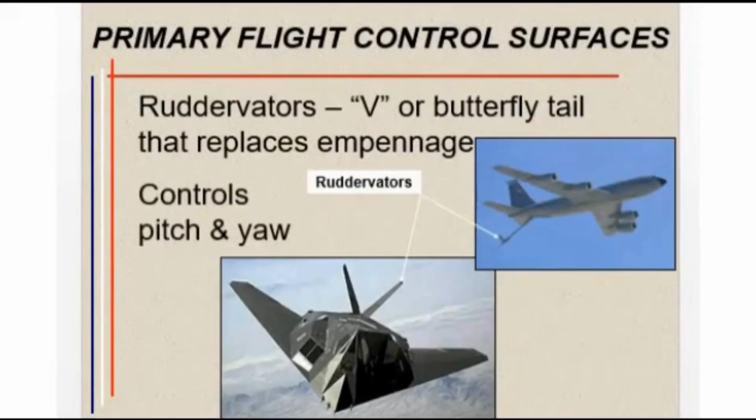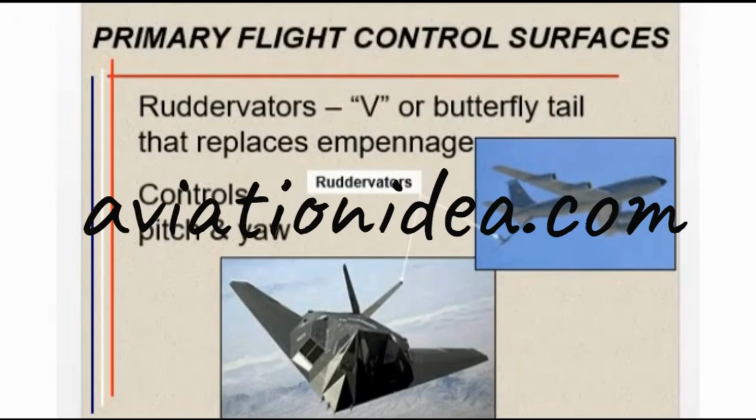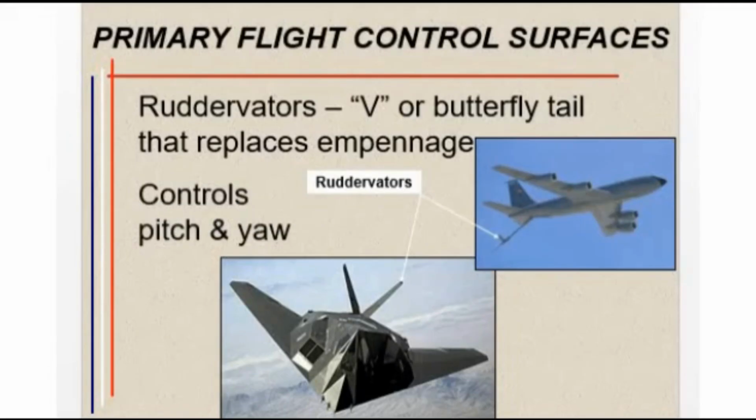Ruddervators of an aircraft. Ruddervators are a V, figure 14, or butterfly tail that replaces the standard tail configuration with two surfaces set at an angle to the horizontal. These surfaces control pitch by working together and yaw by working asymmetrically. The F-117A and the refueling boom on the KC-135 are examples of this configuration.